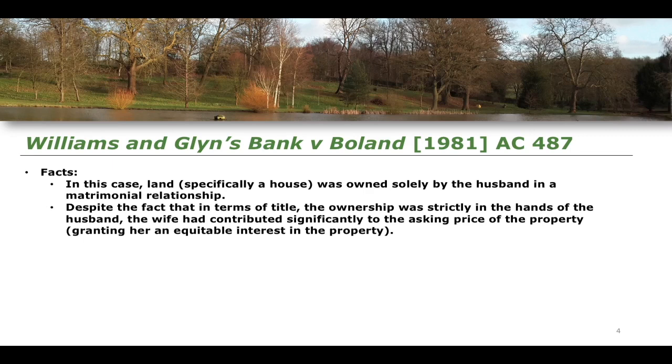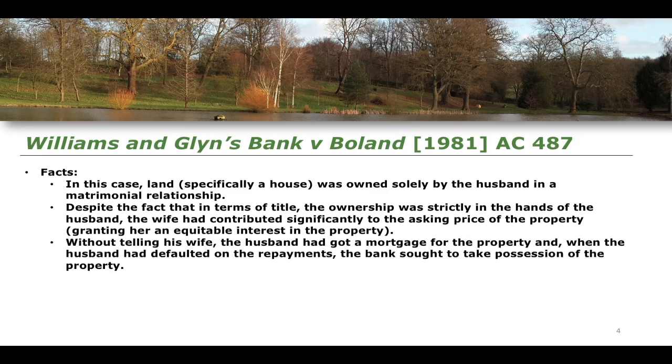So they both contributed to the asking price of the property, and it is registered legally in the name of one of the people, the husband, which means that the wife has an equitable interest in the property by way of an implied trust. We'll get to trusts in land in the next major topic. Without telling his wife, the husband went on to get a mortgage for the property, and when the husband then defaulted on the repayments for that mortgage, the bank sought to take possession of the property.